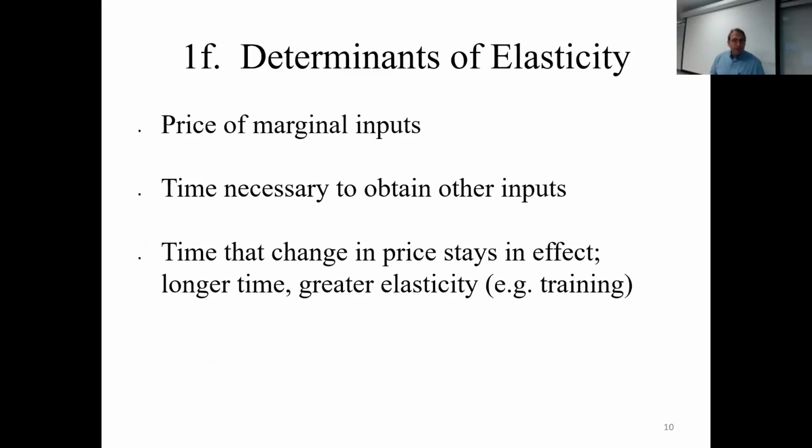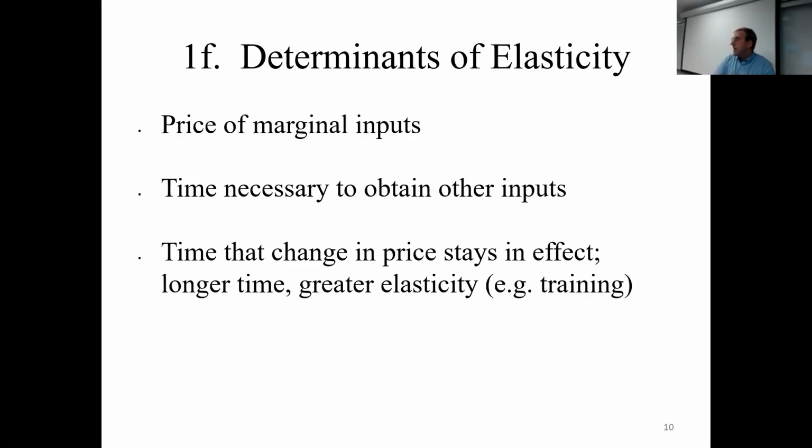And I'll close up with determinants of elasticity before I go back and check the chat board. What is going to determine elasticity? You've guessed it already, I'm sure. The price of marginal inputs. So depending on whether they're expensive or not, how easy is it going to be to produce more? That is, how easy is it going to be to increase the quantity supplied in response to a change in price? The time necessary to obtain other inputs.